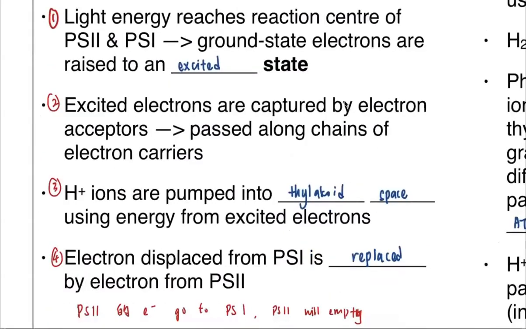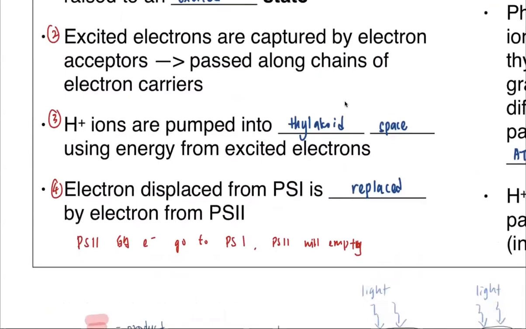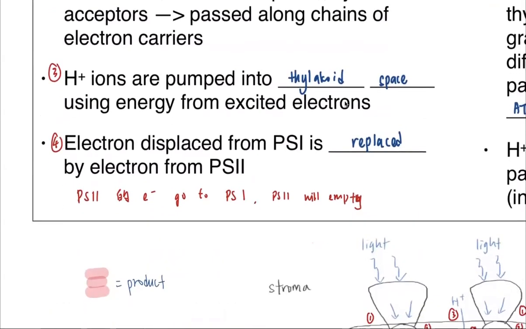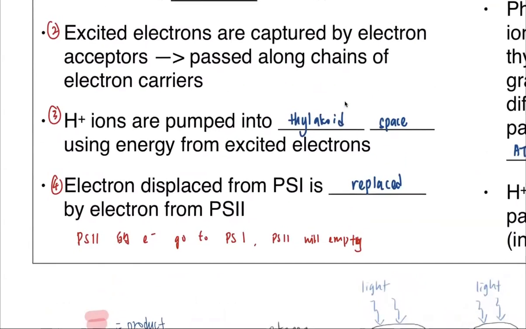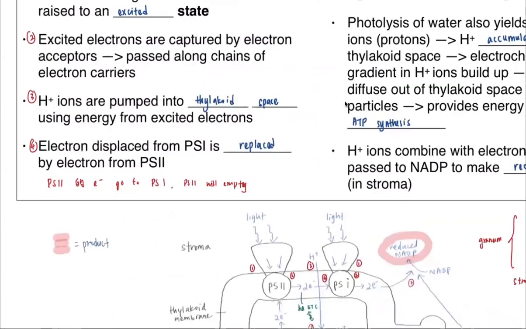So these electrons are captured by an electron acceptor and passed along the chain. Energy is released as the electron travels from one electron carrier to the next at a lower energy level, and that energy release is used to pump hydrogen ion into the thylakoid space. And here you see the electron displaced from PS1 is replaced by electron from PS2.